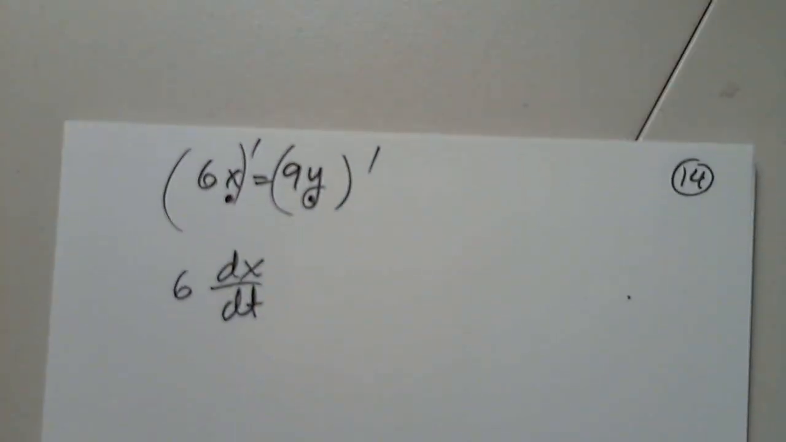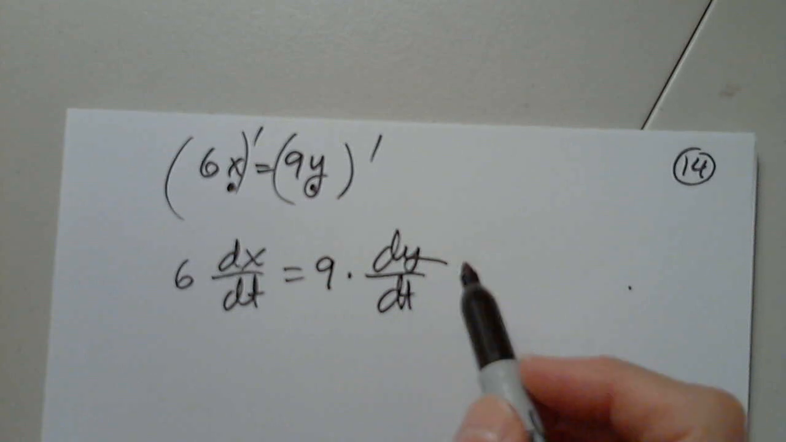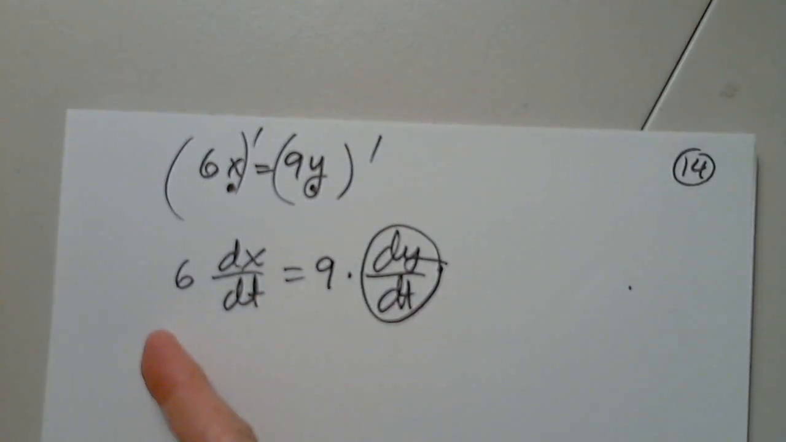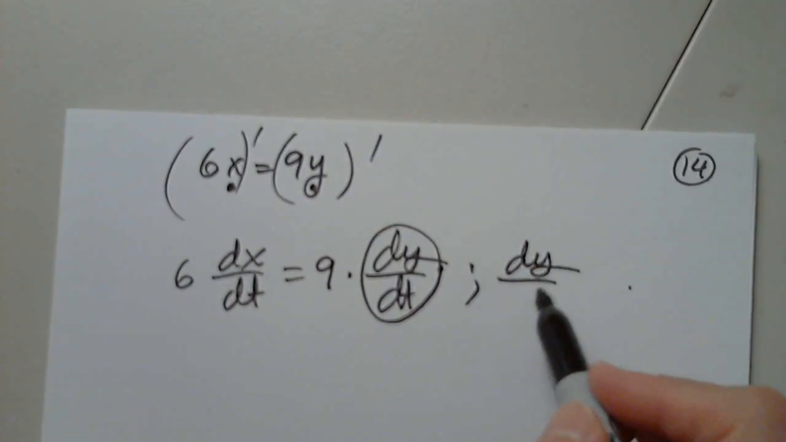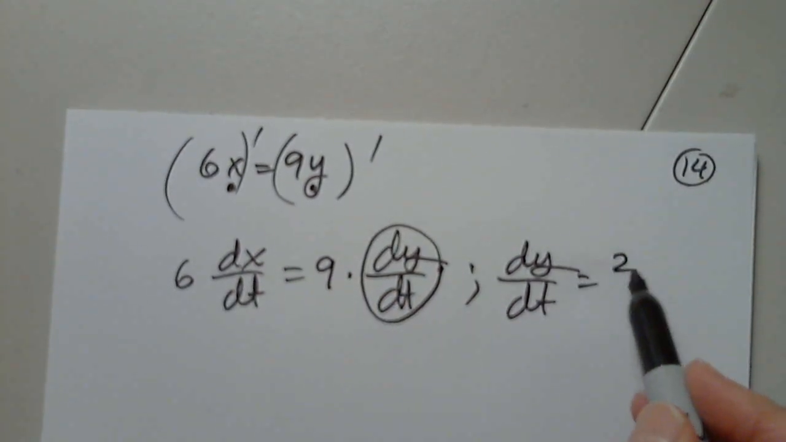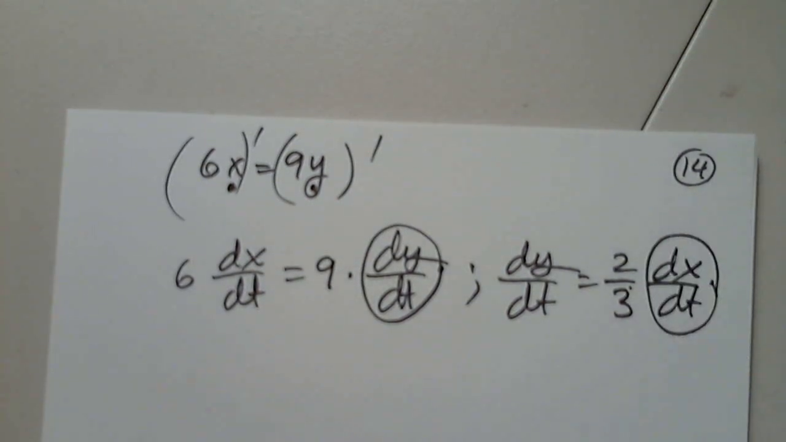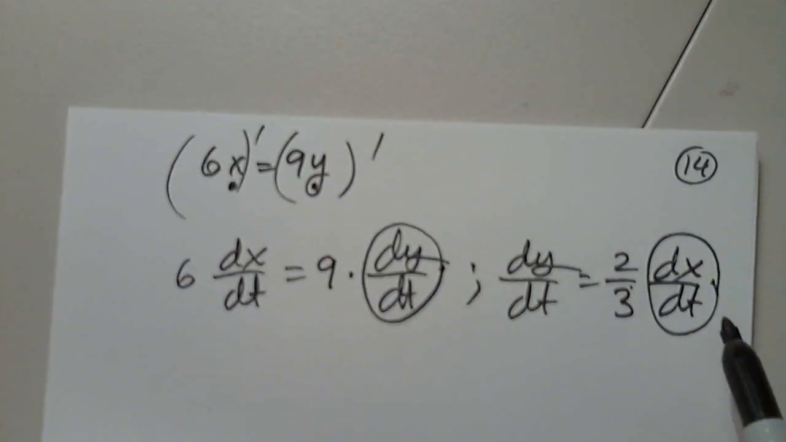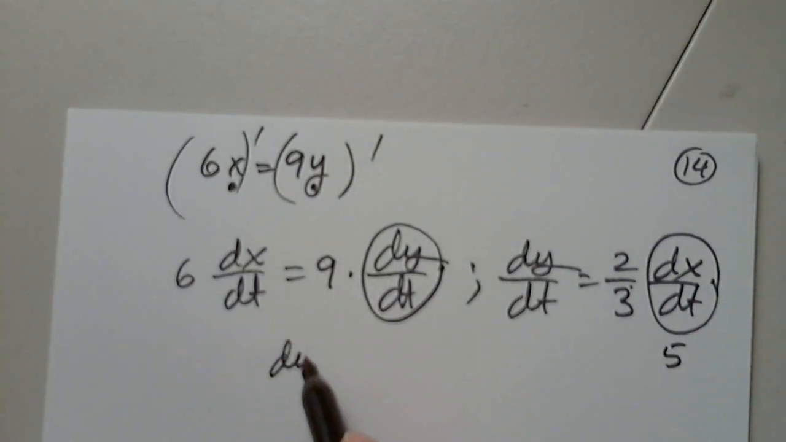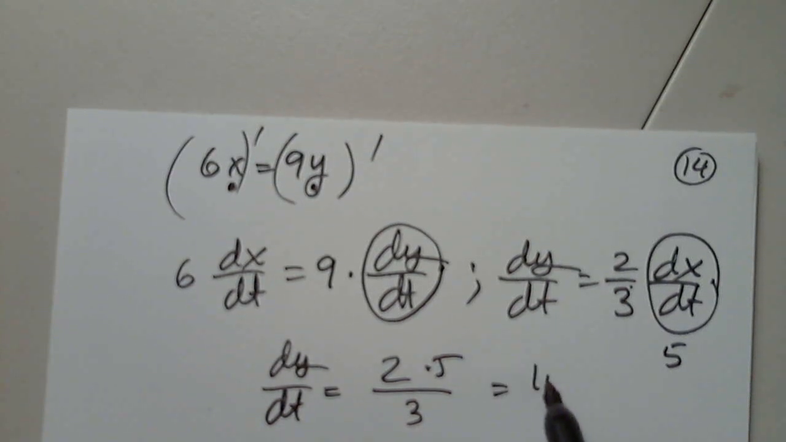Good. So then equals 9 times dy over dt. dy over dt, this is what we're after. I will divide both sides by 9. So dy over dt, this is 6 over 9, which is 2/3 of dx over dt. And this I have. They gave us 5 feet per second. So then dy over dt equals 2 times 5 over 3. So it's 10 divided by 3.